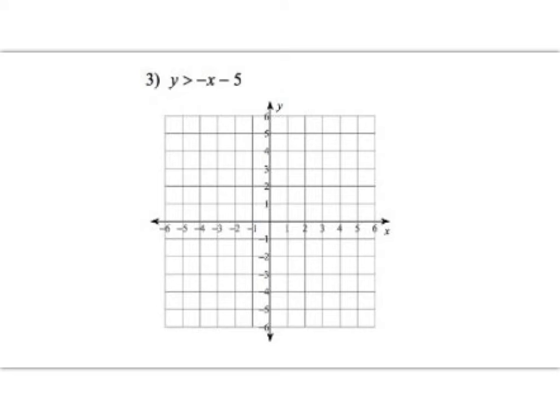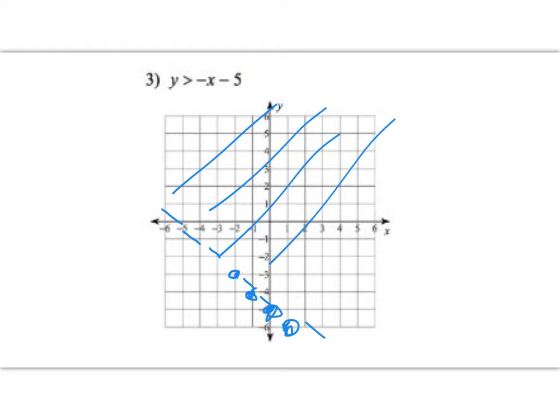In this problem, it says y is greater than negative x minus 5. So first you want to graph the y-intercept, which is negative 5. Then you want to go down 1 over 1. And since you can't go down anymore, you're going to go up 1 from the y-intercept, then over 1. Then up 1 and over 1 again. And since it's greater than and not greater than or equal to, you're going to want to graph a dashed line. And since it's greater than, everything above this dashed line will be the solutions to the graph.